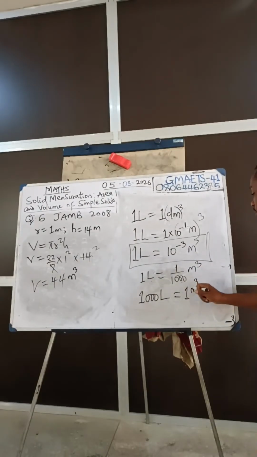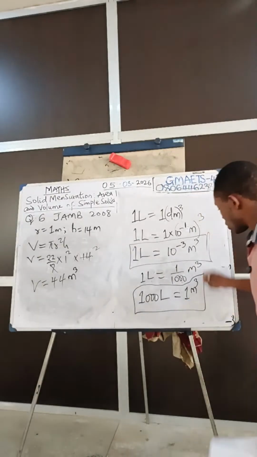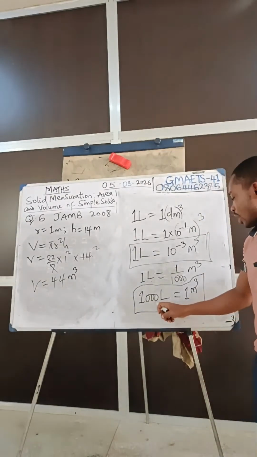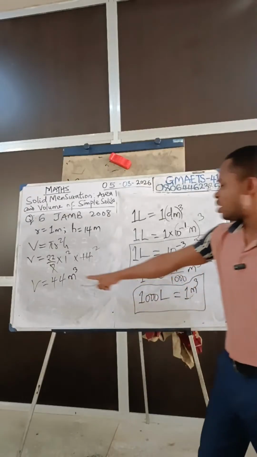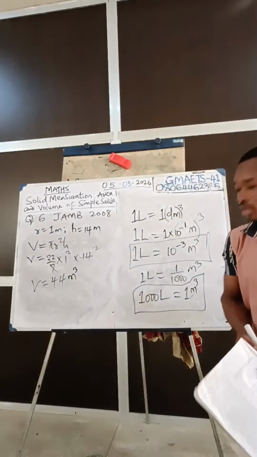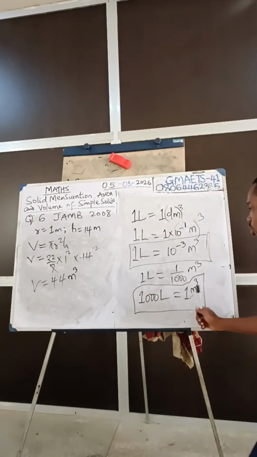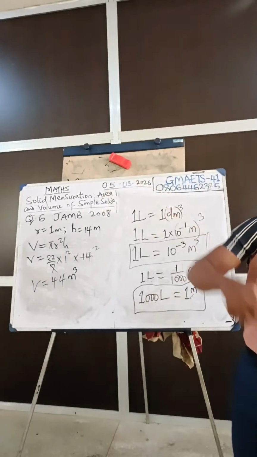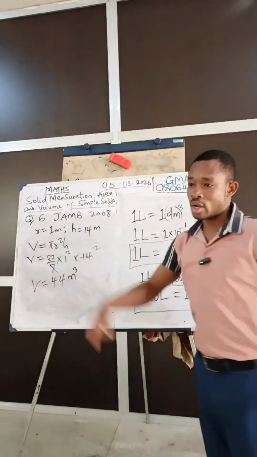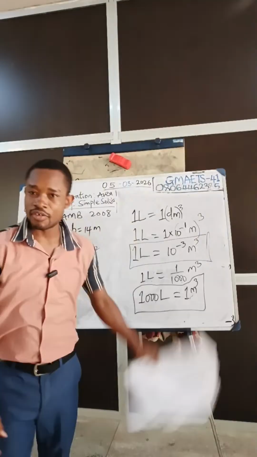So I feel like you people will prefer this one, so you are meant to cram it. Every 1000 liter will give you how many meter cube? 1 meter cube. Now, how many meter cube do we have here? If we know that 1 meter cube is equal to 1000 liter, 44 meter cube will be equal to what? 44 times 1000.